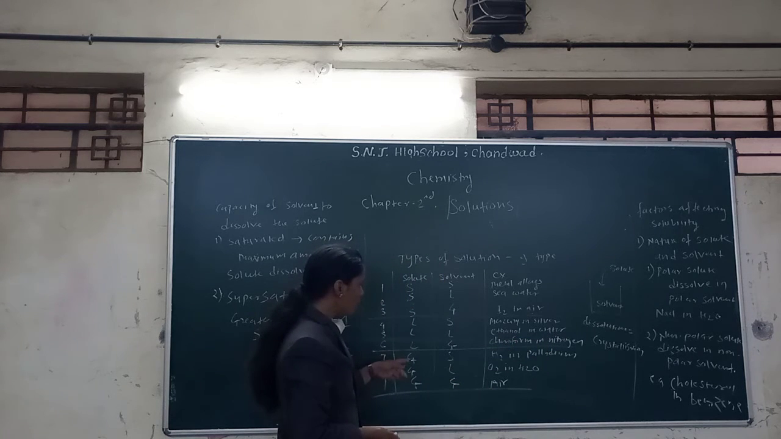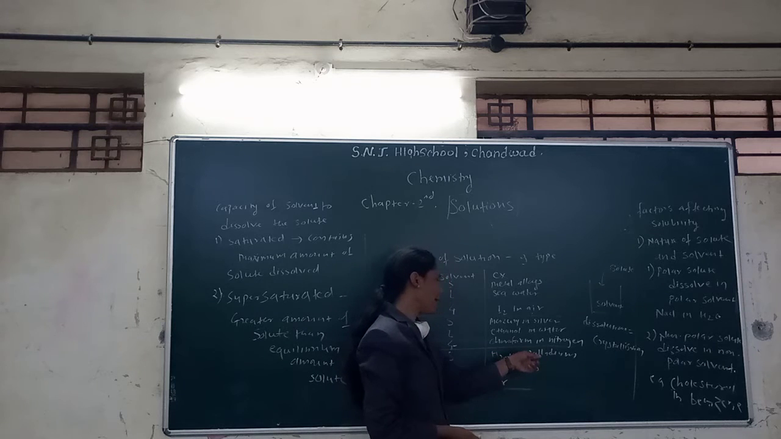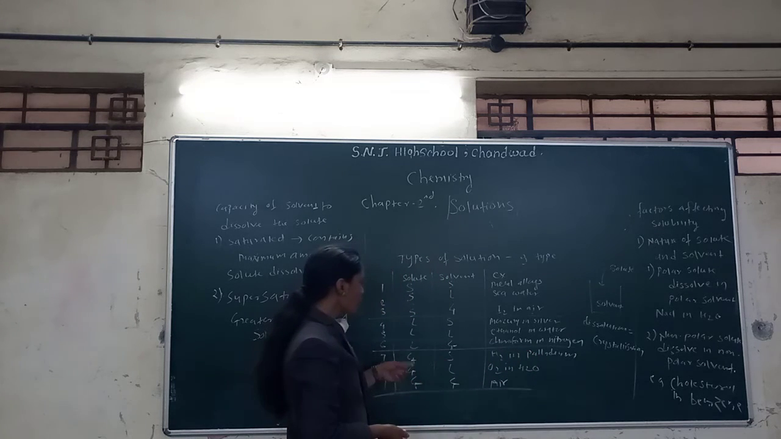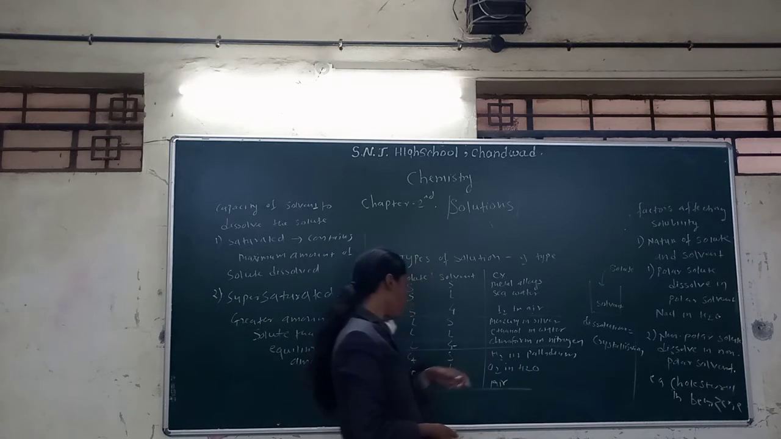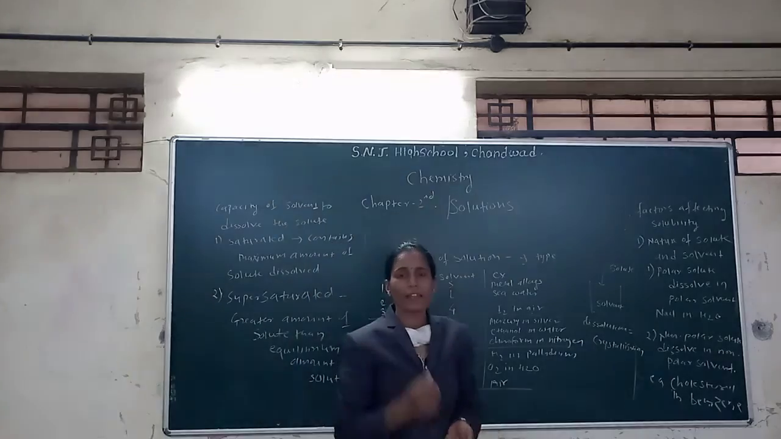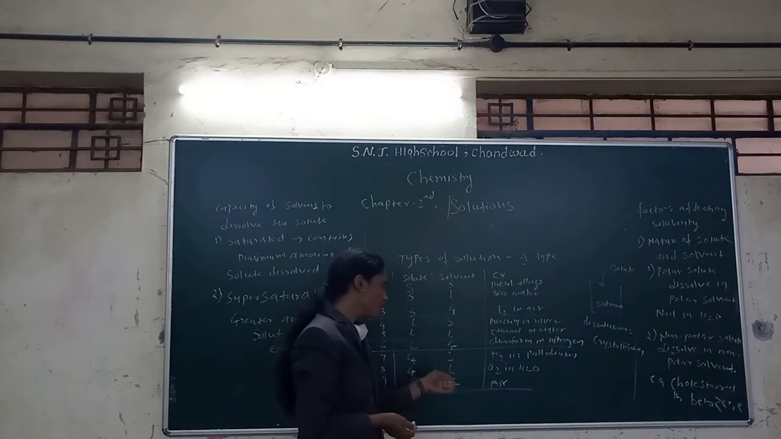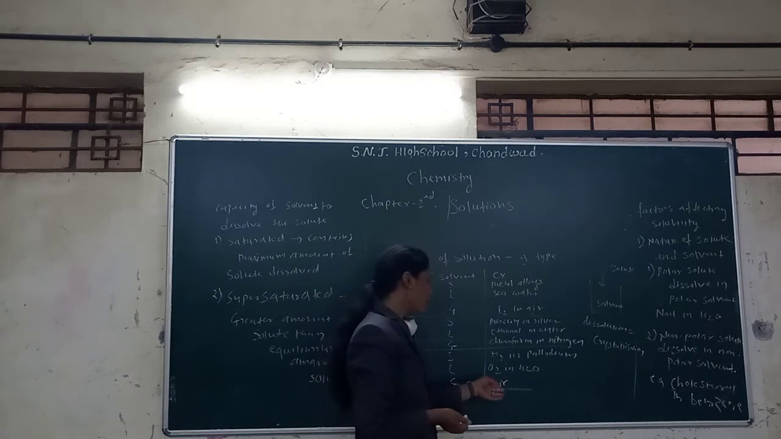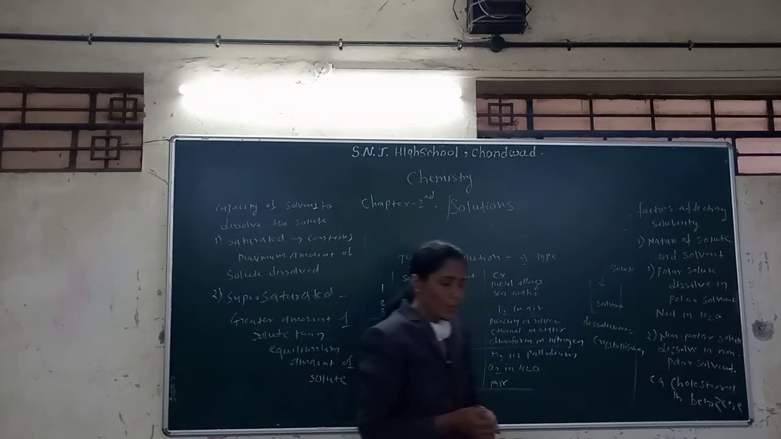Then the next three types. Here the solutes are in the form of gases. Gases in solid means gases like H2 in palladium, palladium metal as a solid. Gases in liquid, that is O2 in H2O, and last is gases in gases, means atmospheric air. Air contains different types of gases. The mixture of these gases, for example air. These are the 9 types of solution.